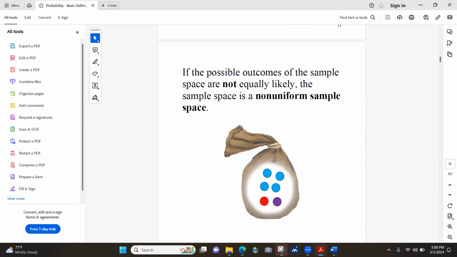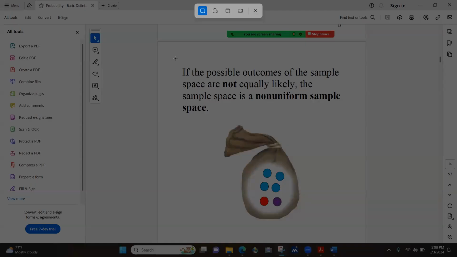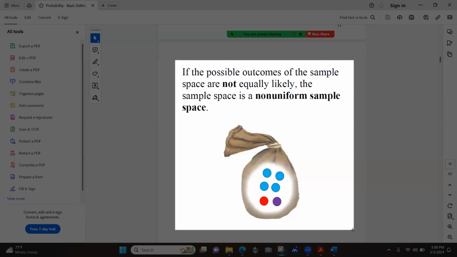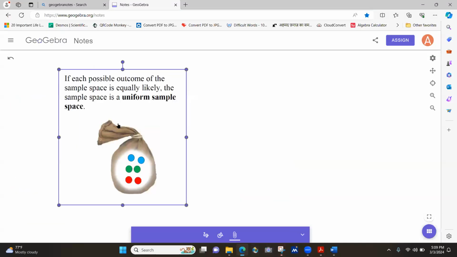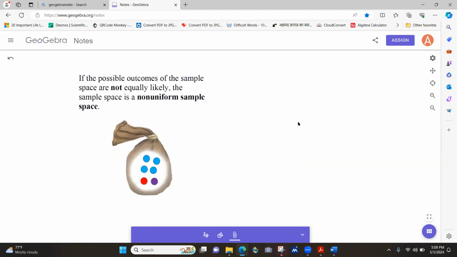Of course, if we talk about uniform sample space, we must also talk about non-uniform sample space. A non-uniform sample space is where things are a little off kilter. So something is more likely. Clearly, you can see there are four blue marbles, one red marble, one purple marble. The likelihood of getting a blue marble is much more. So you're more likely to get a blue marble than a purple marble or a red marble. So I would say this is a non-uniform sample space.